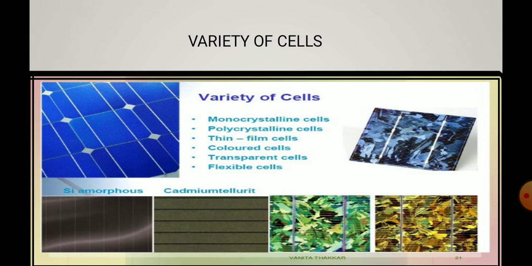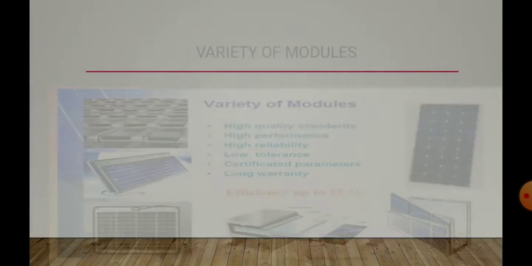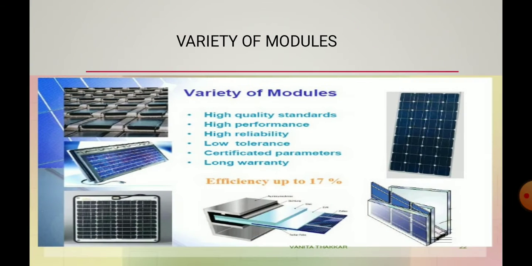Variety of cells: monocrystalline cells, polycrystalline cells, thin film cells, color cells, transparent cells, flexible cells, silicon amorphous, cadmium telluride. Variety of models: high quality standards, high performance, high reliability, low tolerance, certified parameters, long warranty, efficiency up to 17%.